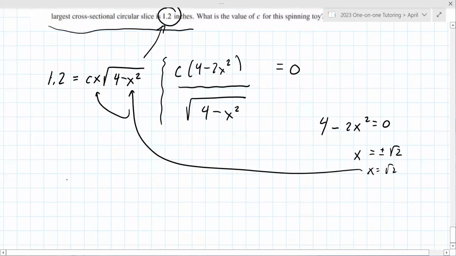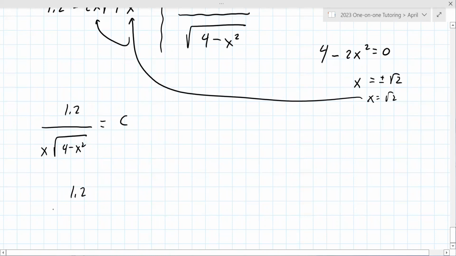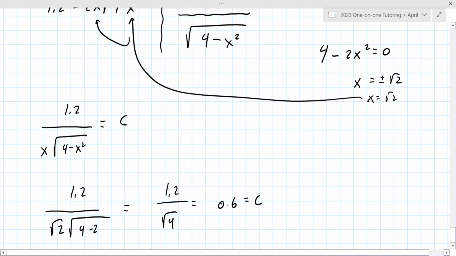So c is 1.2 over x square root 4 minus x squared, and you have the x value, which we'll supply here. Okay. So 1.2 over square root of 2, square root of 4 minus 2, which works out nicely, believe it or not, 1.2 over the square root of 4, which is 0.6 equals c. Wait, how'd you get square root of 4? Oh, wait, I get it.